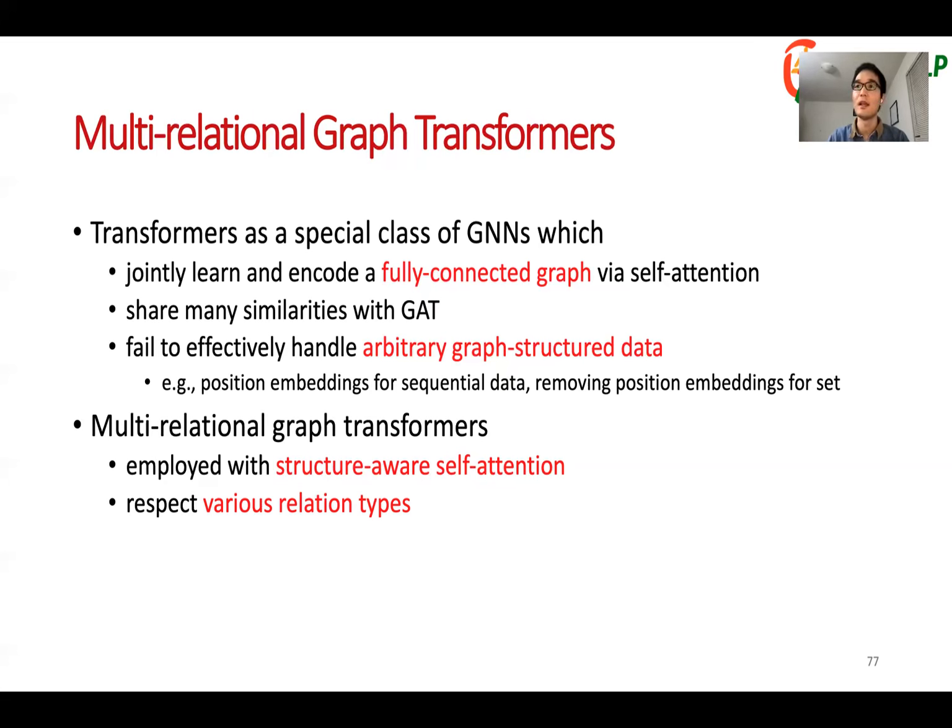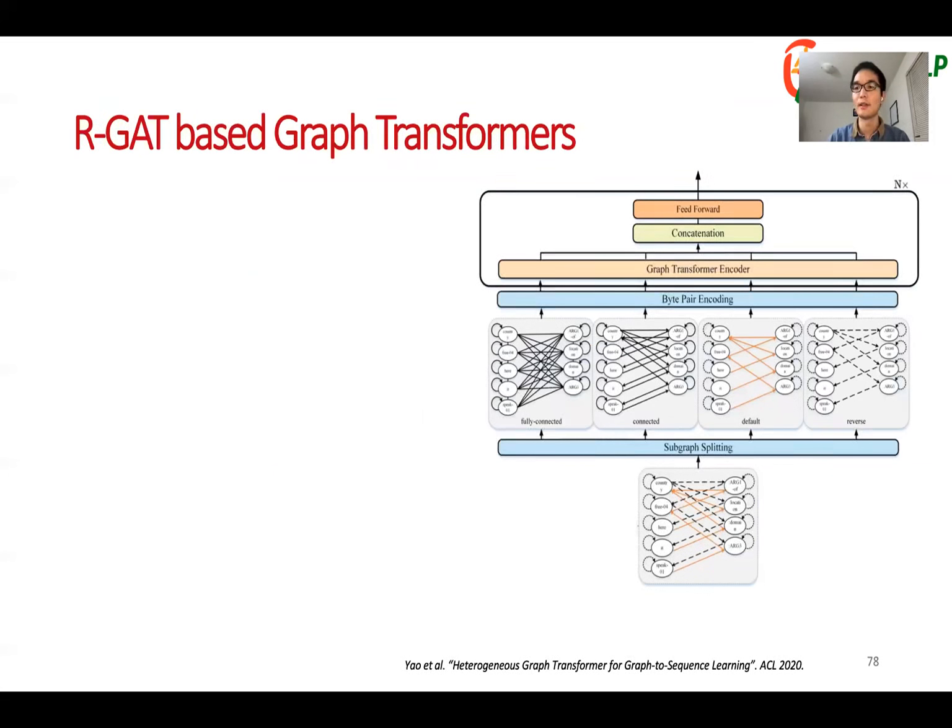Multi-relational graph transformers aim to combine the benefits of both typical GNNs and the transformer architectures. They usually employ structure-aware self-attention and respect the various relation types. Let's talk about two examples of multi-relational graph transformers.